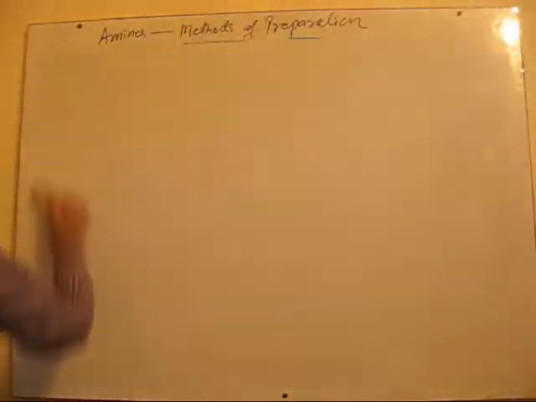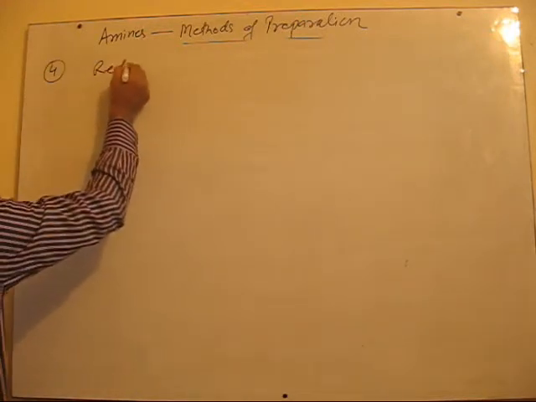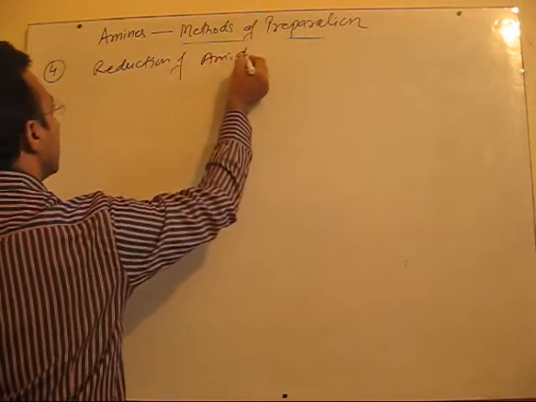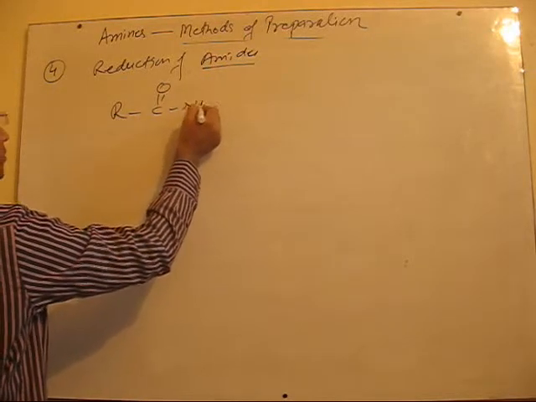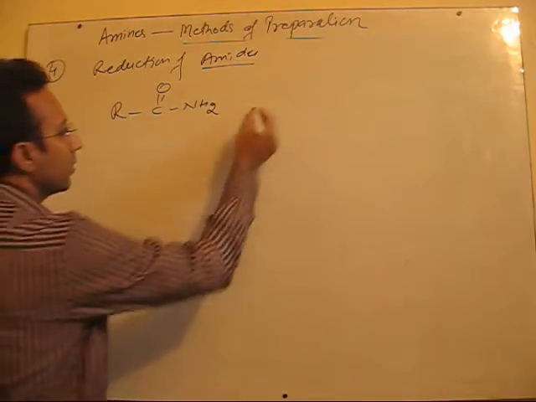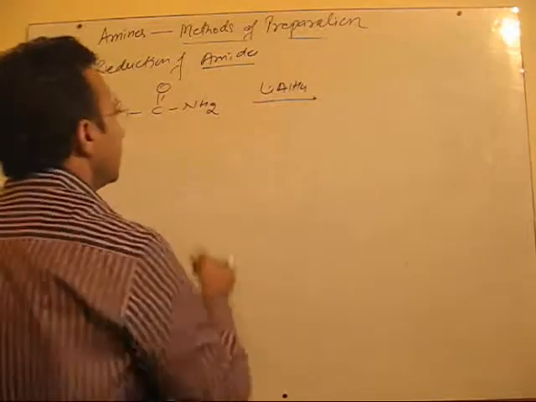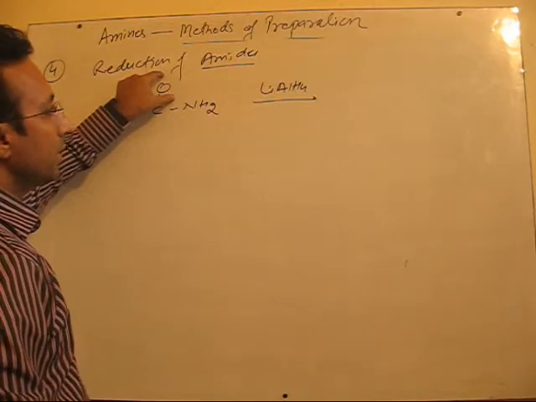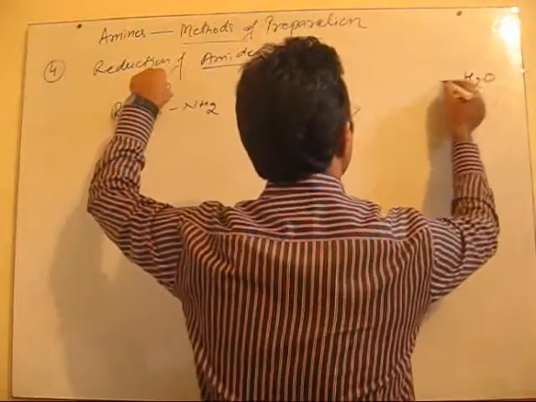Now we'll start with the fourth method of preparation, that is reduction of amides, acid amides. Fine. In general represented this way. Fine. So acid amides using lithium aluminum hydride as a reducing agent here. So we know removal of oxygen will take place. Here hydrogen will be used to remove oxygen. That means one of the byproducts will be water.